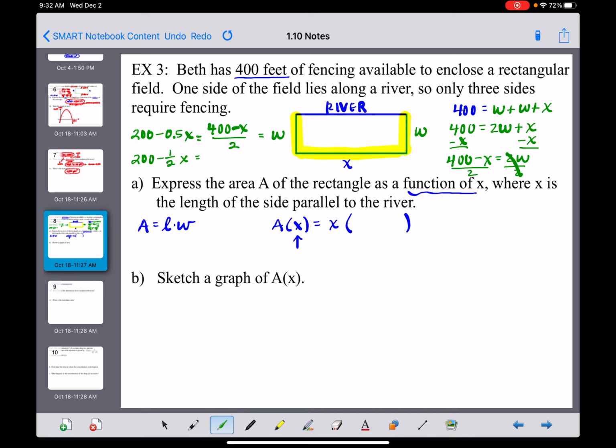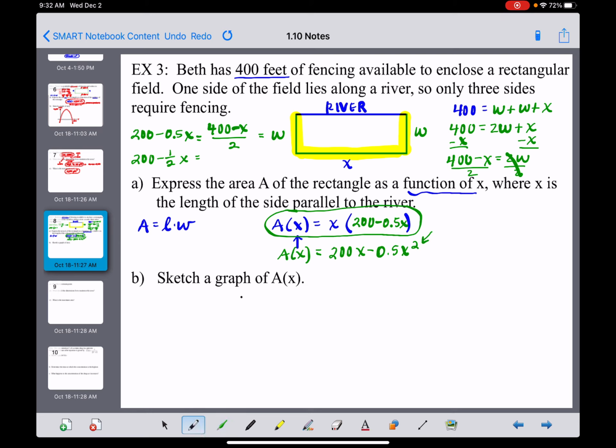So to find the area, again, it's length. We know x is the length, but for width, I'm going to use 200 minus 0.5x. That's what I'm going to use. Again, if we were to multiply those together, okay, we would get 200x minus 0.5x squared. Again, it's area. So remember, area is two-dimensional, so we get that quadratic there again.